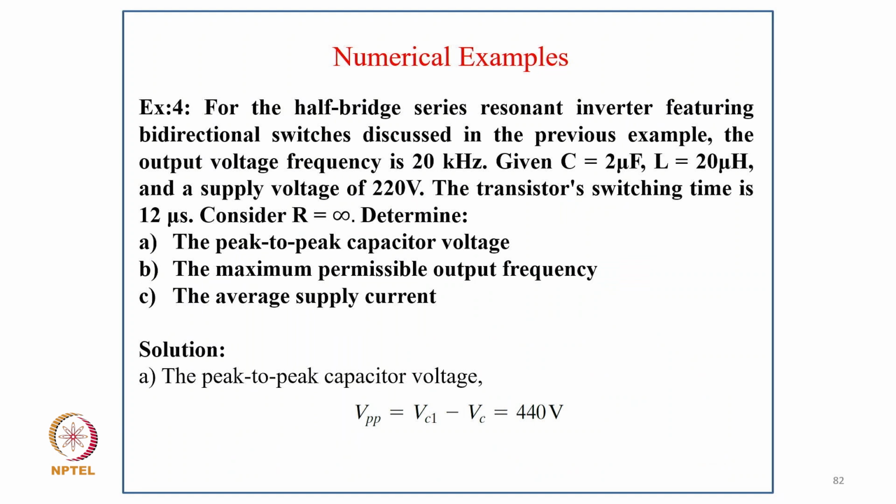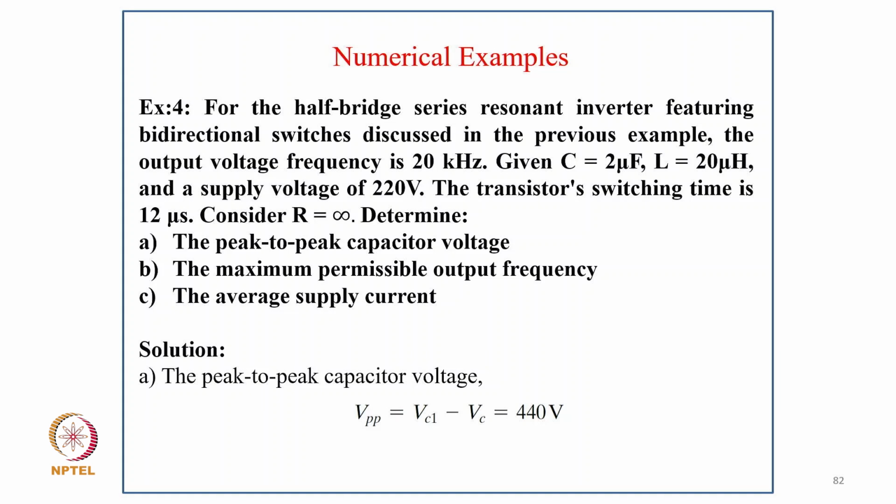Coming to example 4, for the half bridge series inverter featuring bidirectional switches discussed in the previous example, the output voltage frequency is 20 kilohertz, C equal to 2 microfarad, L equal to 20 microhenry, and the supply voltage is 220 volt. The transistor switching time is 12 microsecond.